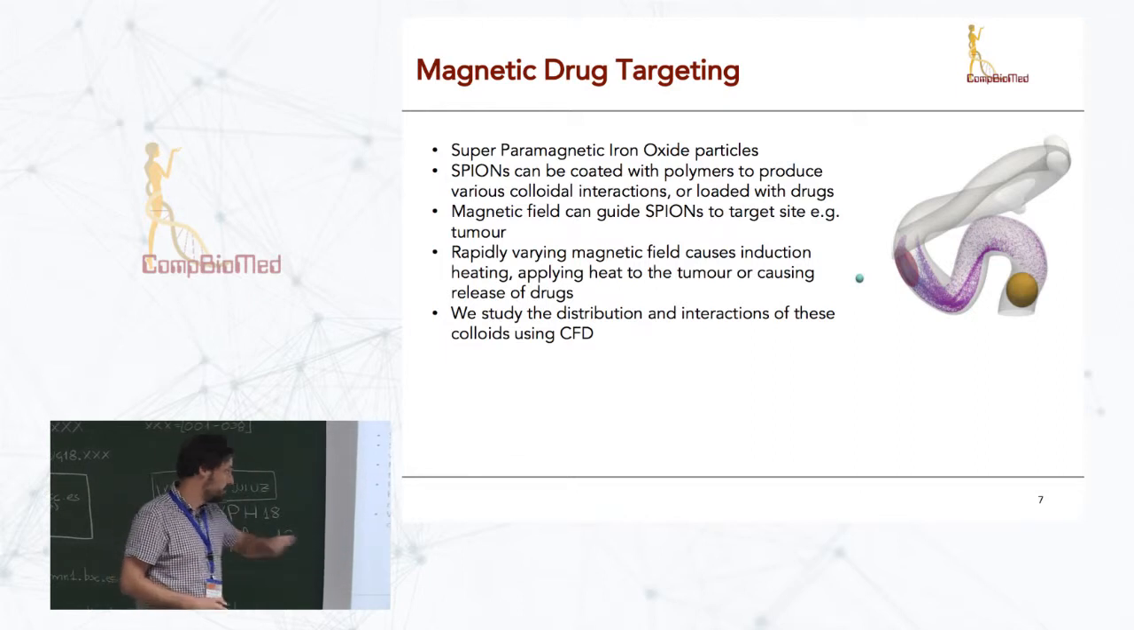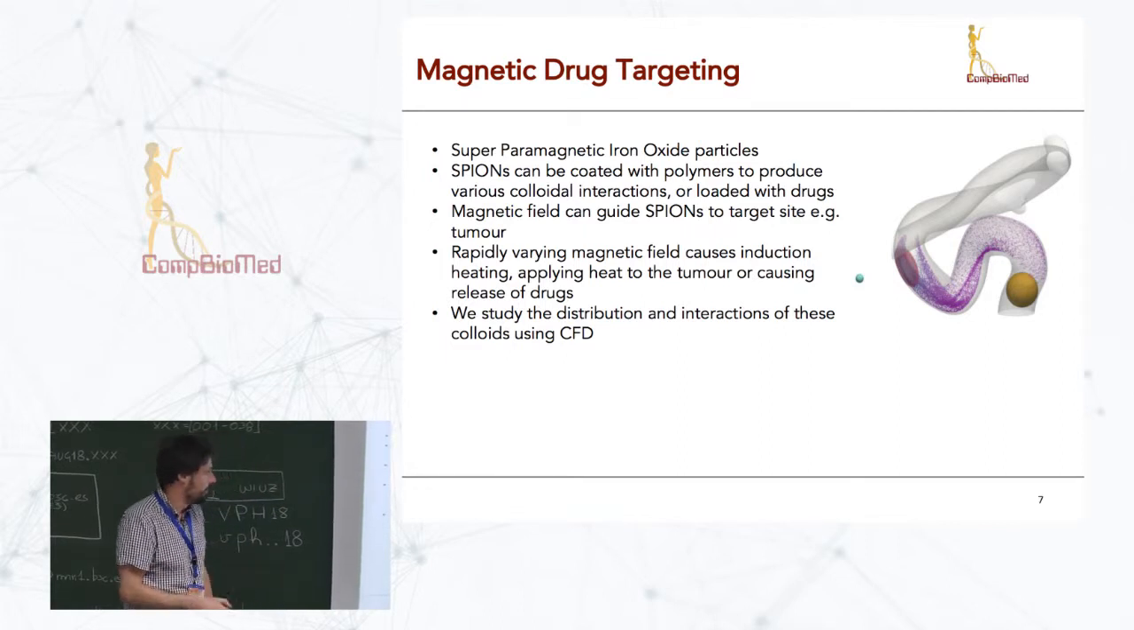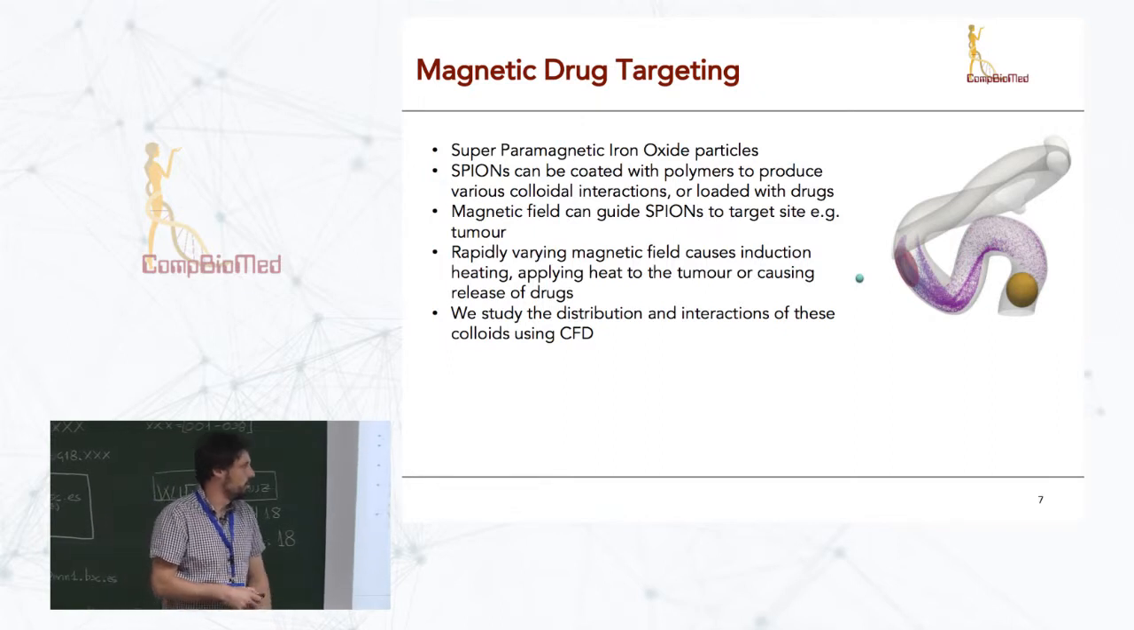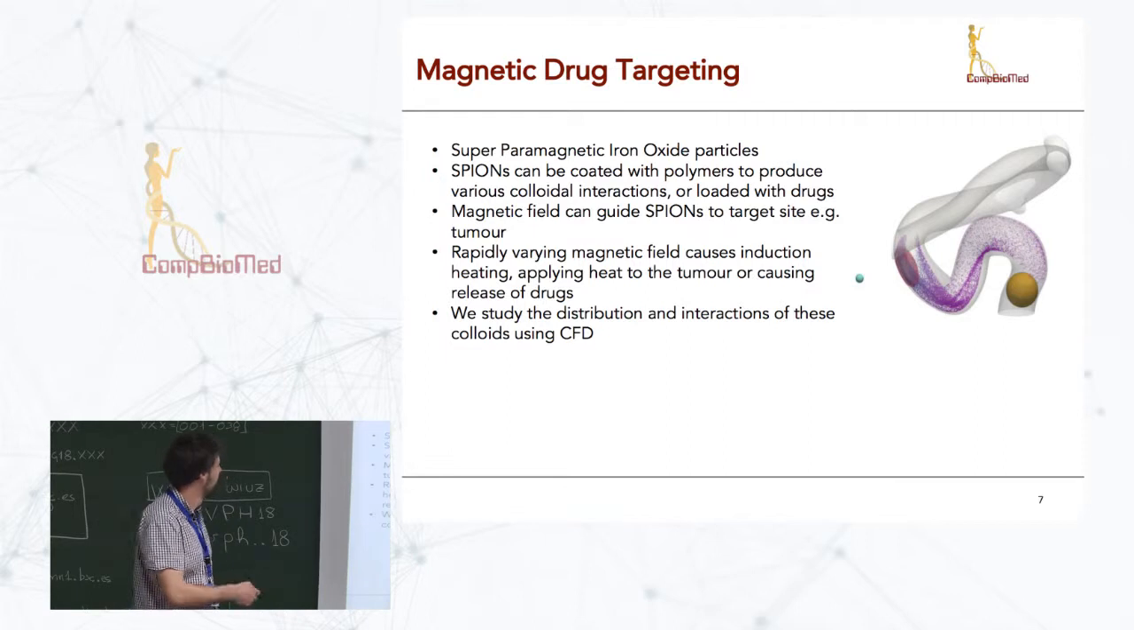So there's a huge number of ways of trying to target it. One we're interested in is using these superparamagnetic iron oxide particles. This is not really being done on humans yet. There's animal trials, and I think there's been one human trial. So we'll see where it goes, but we're simulating it anyway.